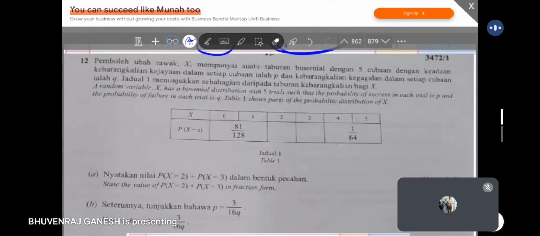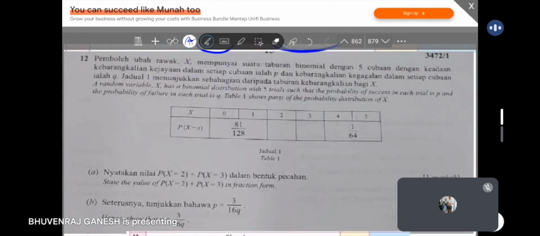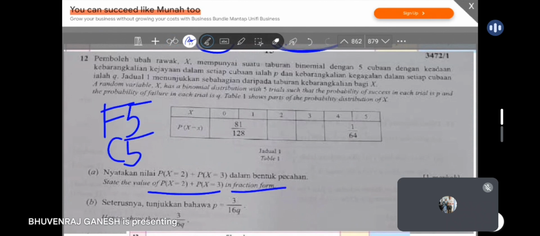Question number 12. This is about binomial distribution. Tabuhan binomial. So this one is Form 5, Chapter 5. Okay, so first question, they ask you to state the value of P(X = 2) plus P(X = 3) in fraction form. Dalam bentuk pecahan. So kamu kena bagi jawapan dalam pecahan sahaja. You can only give your answer in fraction.